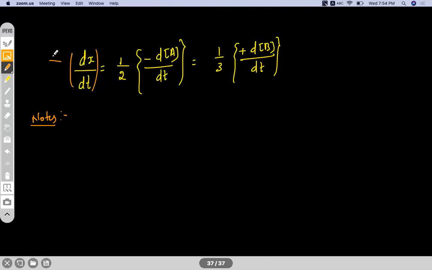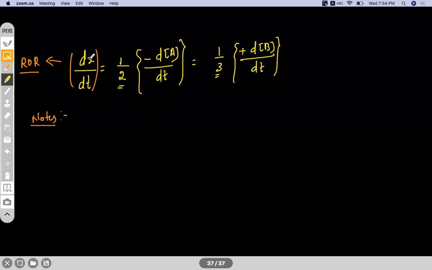rate of reaction, then you must know what is the balanced reaction. What is the stoichiometric coefficient we have here? If the balanced chemical reaction is not given, then the rate of reaction we cannot find out. We can find out the rate of individual species, but not the rate of the reaction.